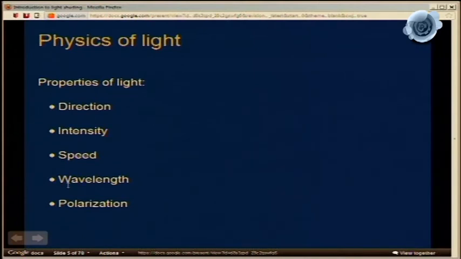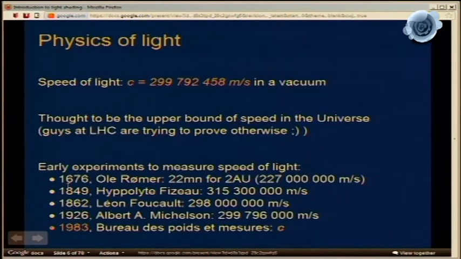Thinking about birds, for example. Some birds can actually recognize the polarization of light. The speed of light, 299,792,458 meters per second, which you could say is pretty damn fast. Actually, it's thought to be the ultimate speed you can ever reach in the universe.